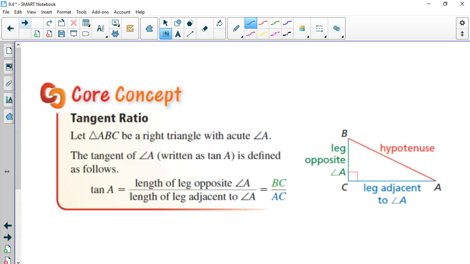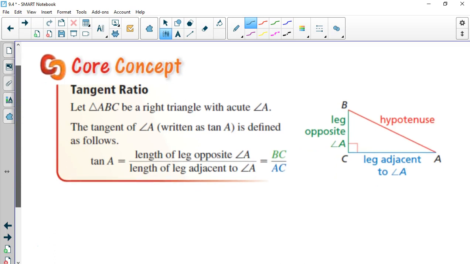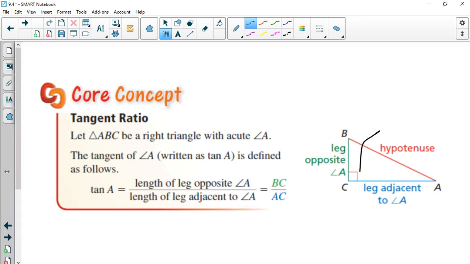Okay, so now we have this new idea of a tangent ratio. So ABC is a right triangle. The acute angle is A. And we say the tangent of A, written tan A, is basically opposite over adjacent. So what you want to think about here is what the word adjacent means. Okay, the hypotenuse is always the hypotenuse. Hypotenuse is always opposite the right angle.